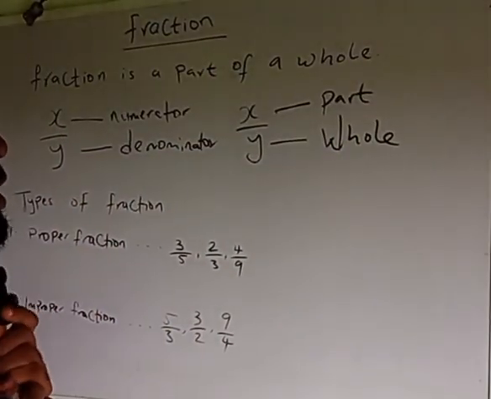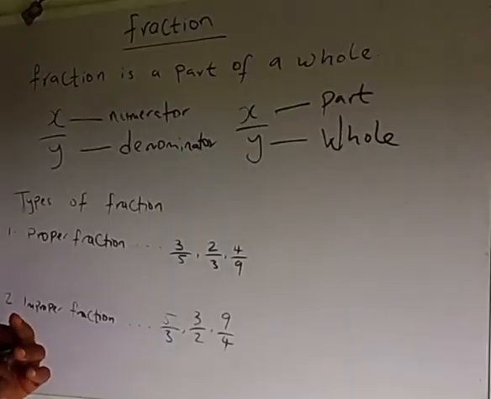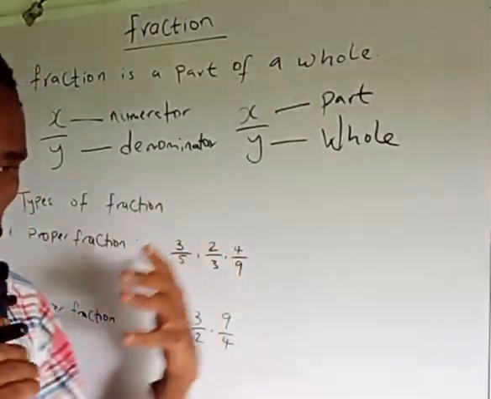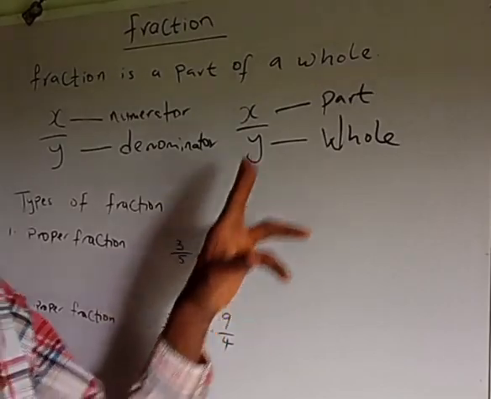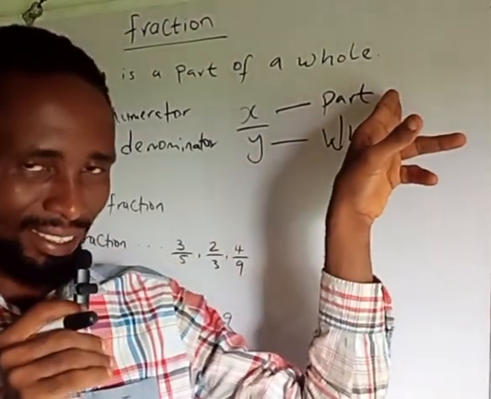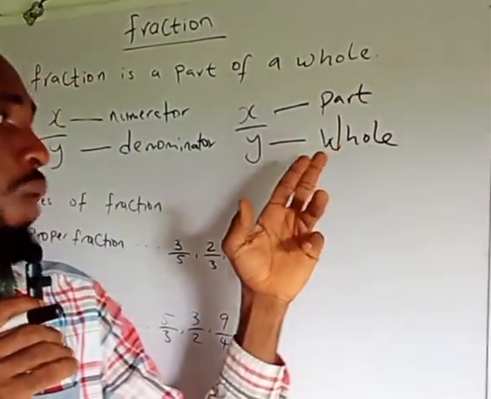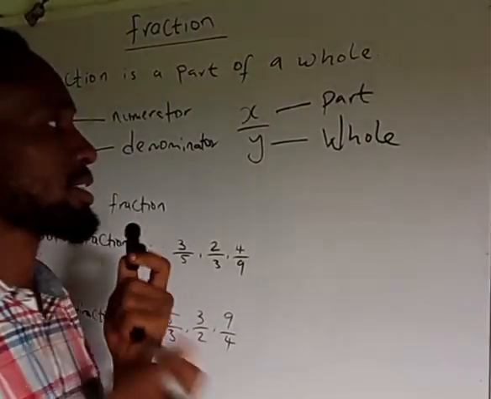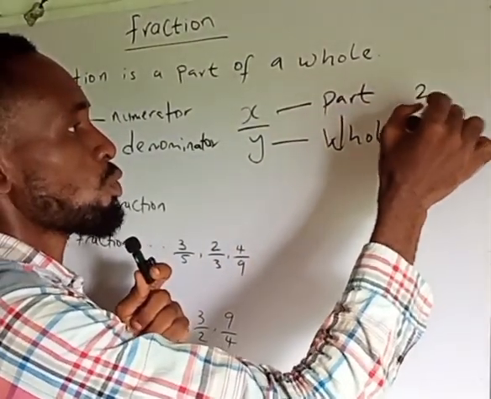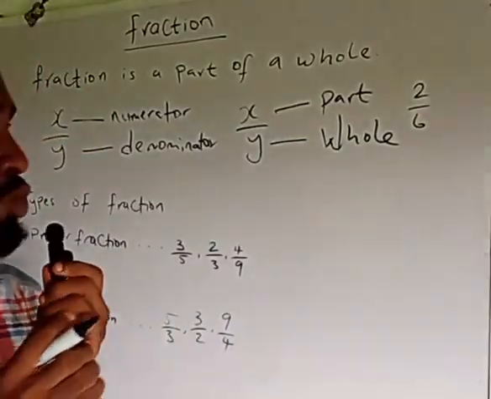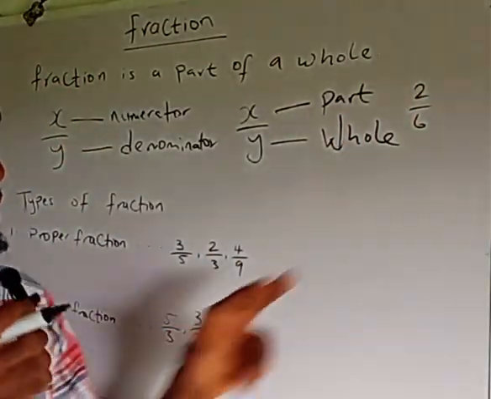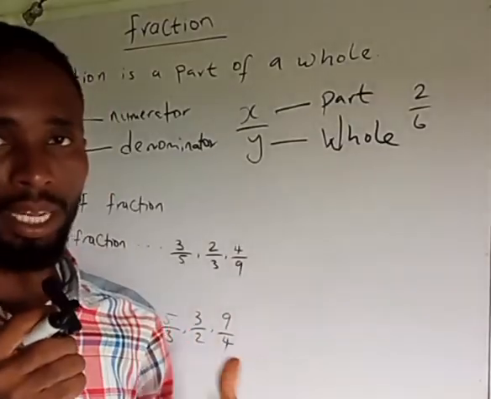Now, for instance, when we say, I want two people from your family to come to school today, what I'm actually saying is that two people are the parts I want to come to school, while the six is the whole. So I can write it as 2 over 6, where 2 is the part I want to come to school, and the 6 is the whole number of people in your family.